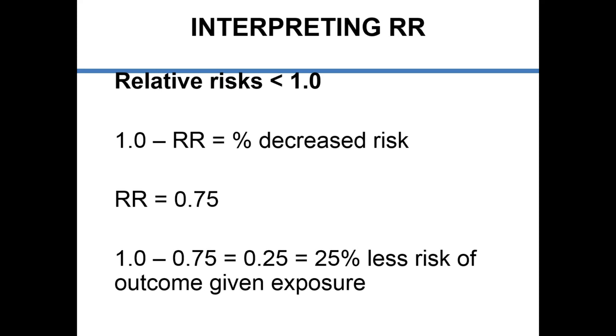When it's less than 1, it's 1.0 minus the risk ratio, and that gives you the decreased risk. So it's not risk ratio minus 1.0 like we did in the first one. It's 1.0 minus the risk ratio. So if you get a risk ratio of 0.75, what decreased risk is it from the exposure? It's 1.0 minus 0.75, which is 0.25, 25% less risk. So what would the risk reduction due to exposure be if the risk ratio is 0.25? It would be 75% risk reduction. What if it was 0.1? It would be a 90% risk reduction, right? Next slide, please.